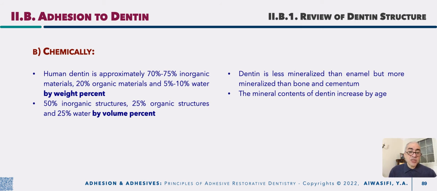Dentin is 70 to 75% inorganic content by weight, 20% organic material, 5 to 10% water. It has a rich water content and a richer organic content than enamel. By volume, 50% is inorganic structure, 25% water, 25% organic structure. So dentin is less mineralized than enamel, but more mineralized than bone and cementum. Mineral content tends to increase with time, and dentin loses its viscoelastic character by aging.